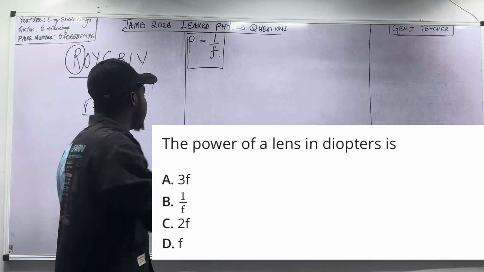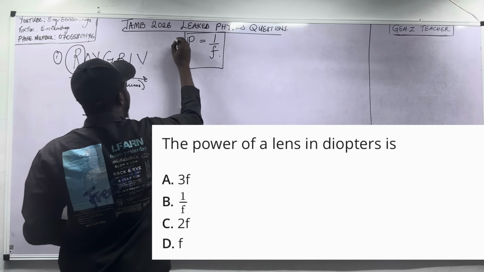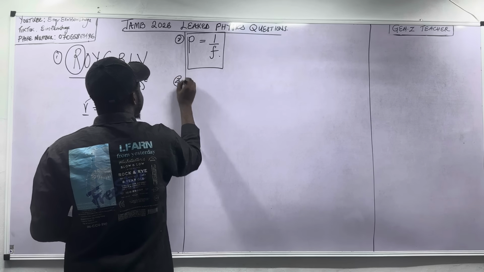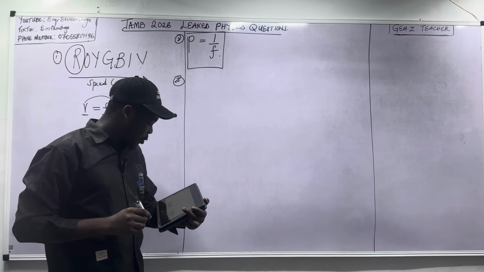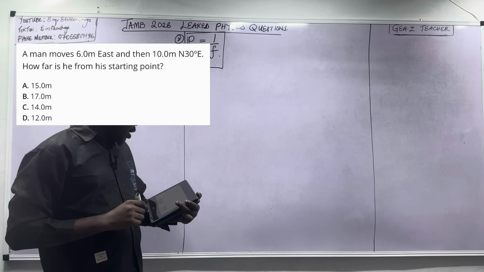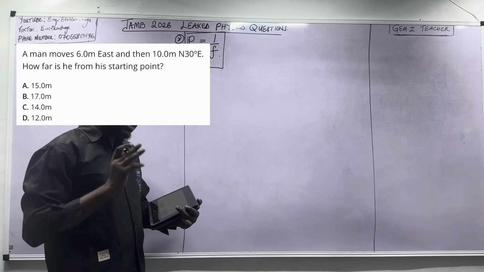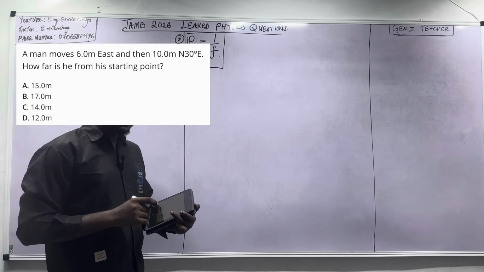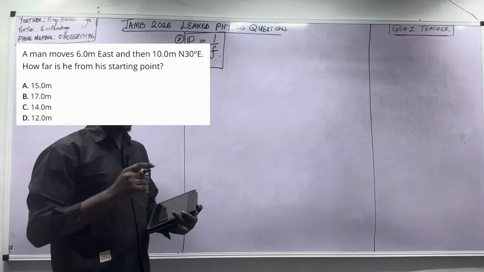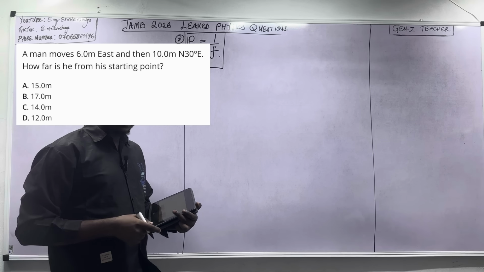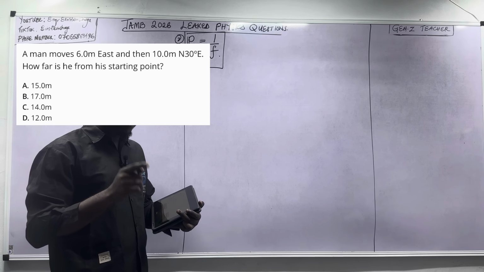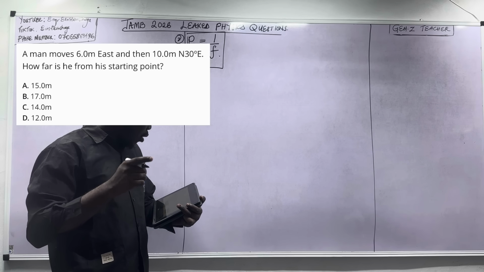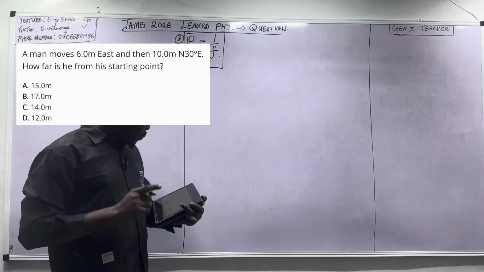Now question number three that you must expect says, as shown on the screen, a man moves 6 meters east and then 10 meters north, 30 degrees of east. How far is he from his starting point?